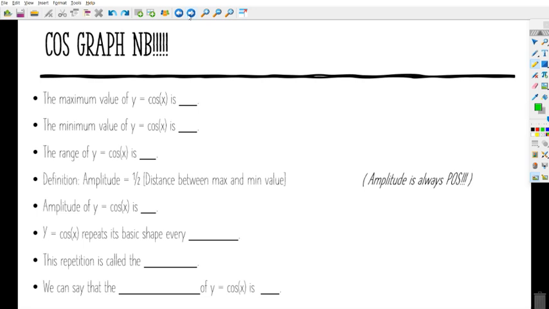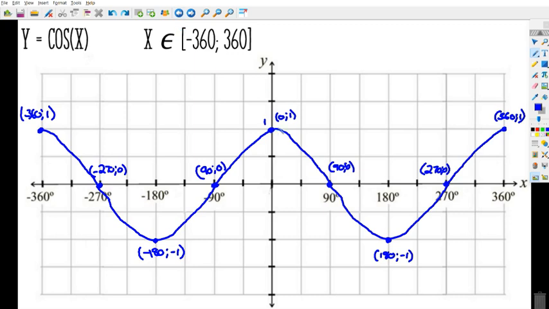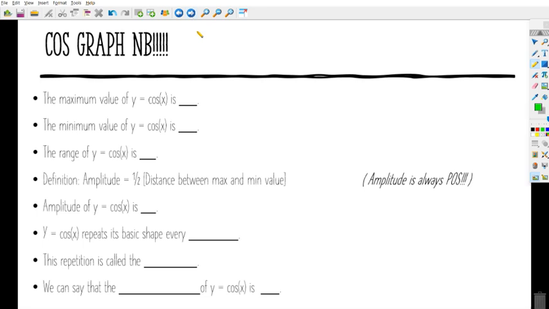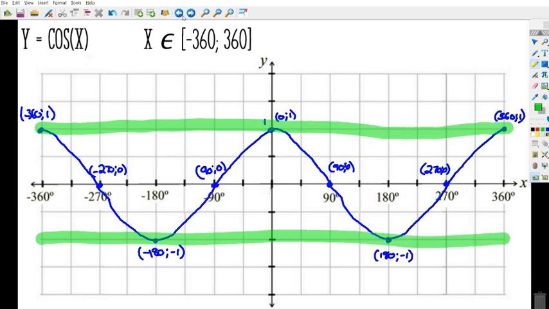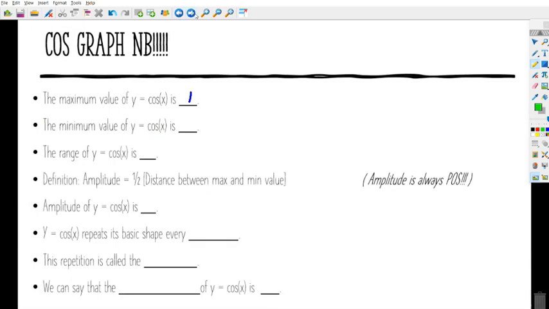Okay, so let's answer some questions here. It says the maximum value of cos is 1. So it starts there. Let me highlight here. My maximum value: my graph does not go over this green line. So my maximum value is 1. My minimum value: the graph does not go below this bottom value over here, which is -1. So my minimum value is -1.